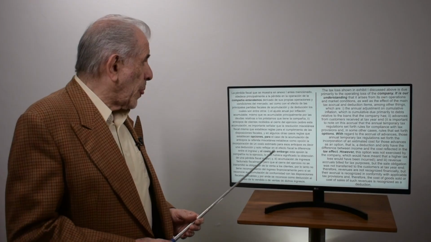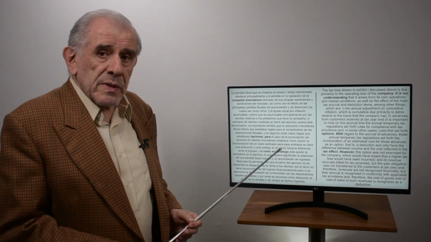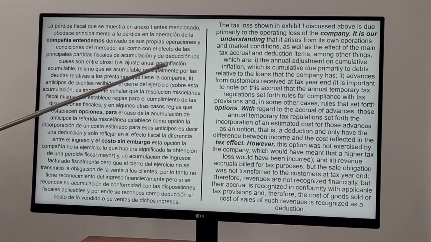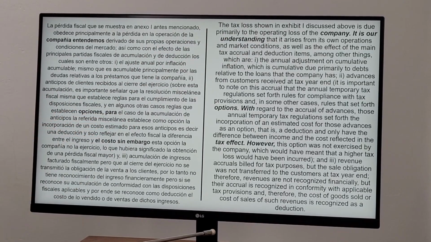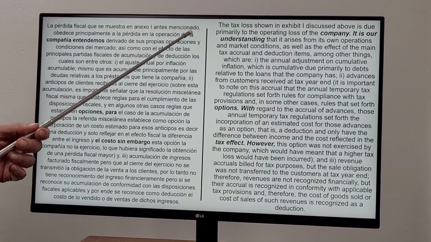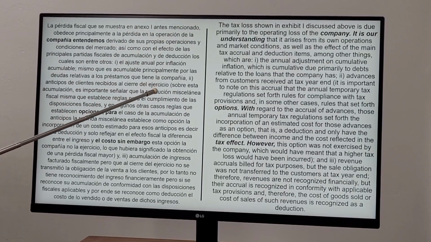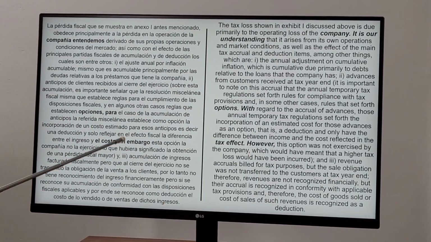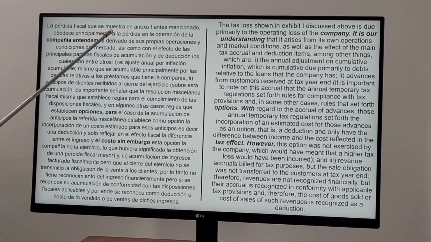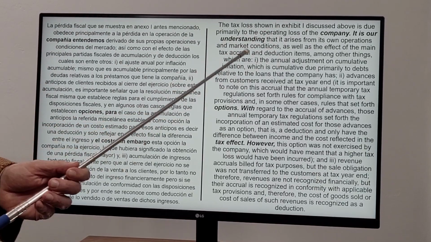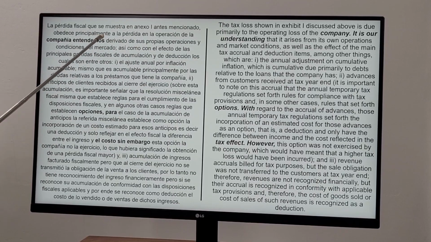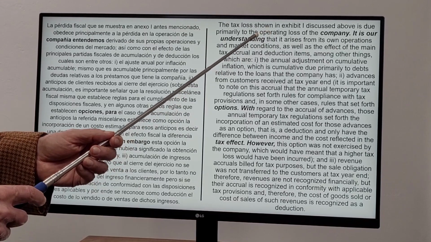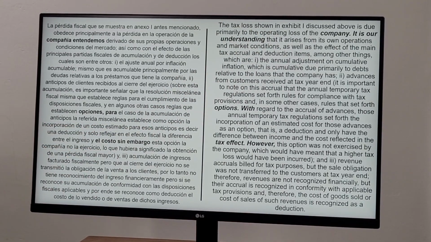we're going to start. Now, we look at our first sentence here and we start with la pérdida fiscal que se muestra en el anexo 1, the tax loss shown in Exhibit 1. And you'll notice that it ends here. The subject ends there in Spanish with a comma. We don't need that comma in English, so we eliminate it. We come to our verb, obedece principalmente a. Obedece a is due to primarily, and the rest of the sentence all the way down to compañía, due primarily to the operating loss of the company.